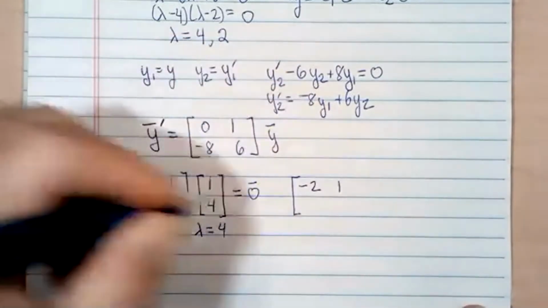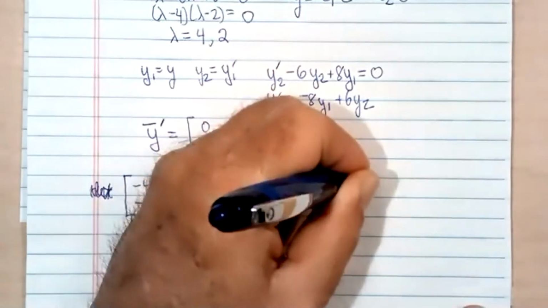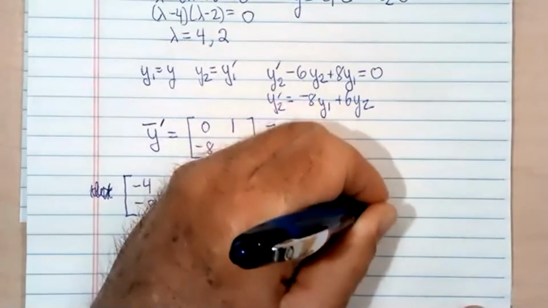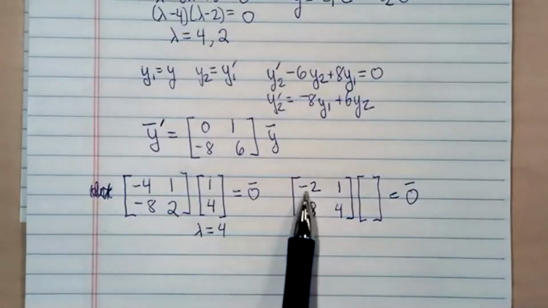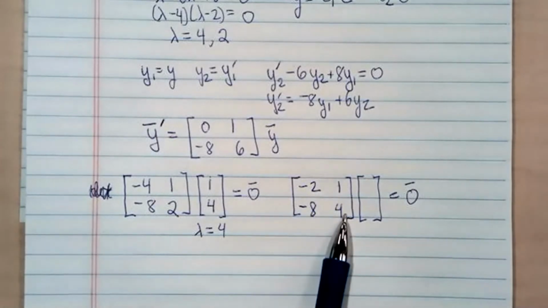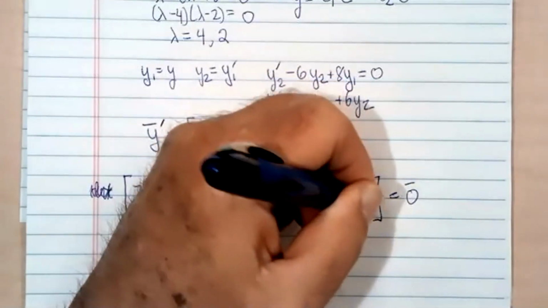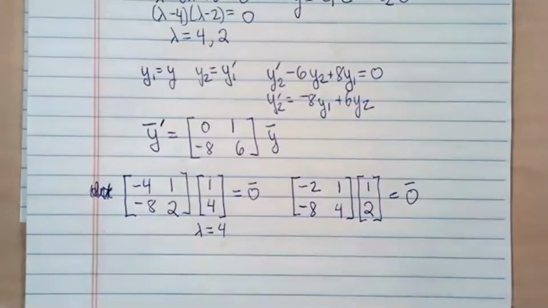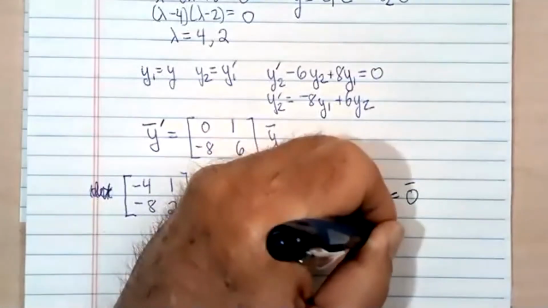-2, 1, -8, 4. I'm looking for something nice in its null space. And let's just double check here. Sure enough, if you multiply the first row by 4, you get the second. So 1 and 2, rather, plus 2 would do. That goes with lambda equals 2.